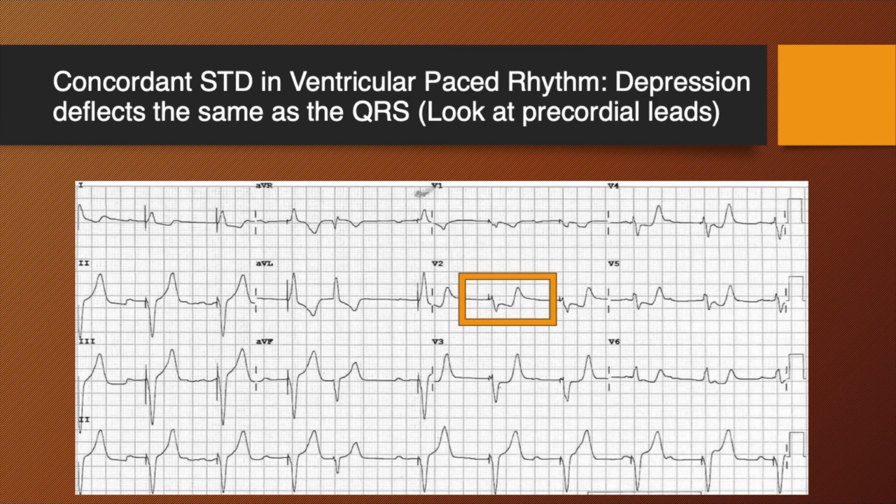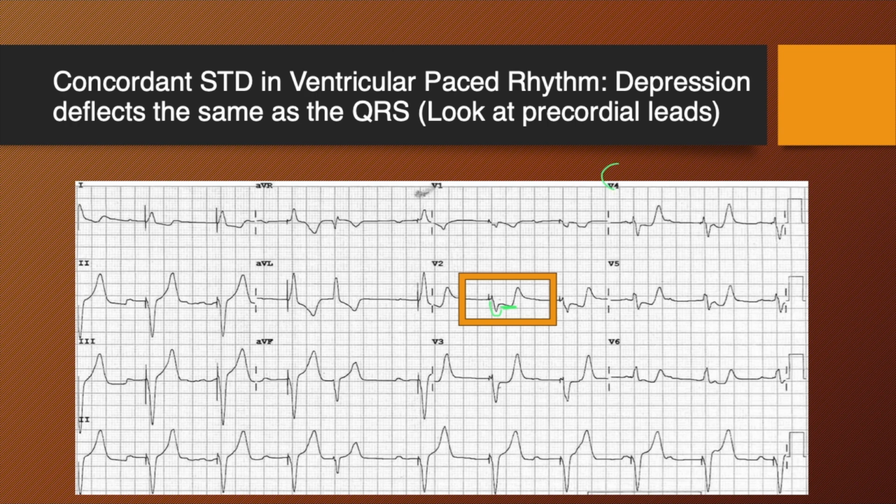All right. So here is concordant ST depression in a ventricular paced rhythm. So we've got, it looks like 2 pacer spikes, so maybe like some AV sequential pacing. But again, the QRS complex is pointing downwards, it's deflected downward, and the ST segment is going downward. So I have concordant ST depression here. So remember, concordant ST elevation and concordant ST depression are problematic.